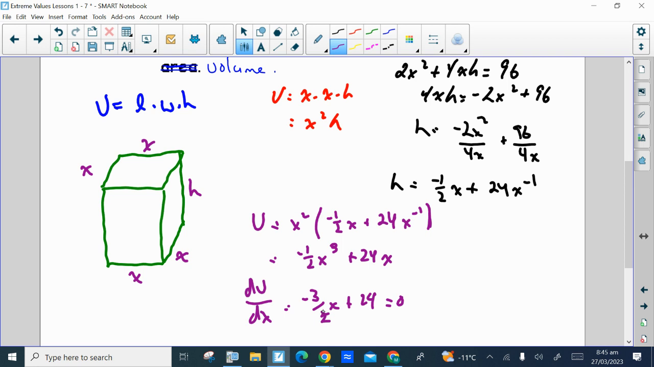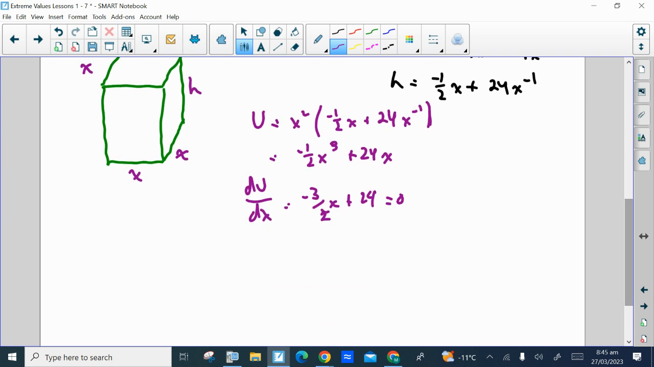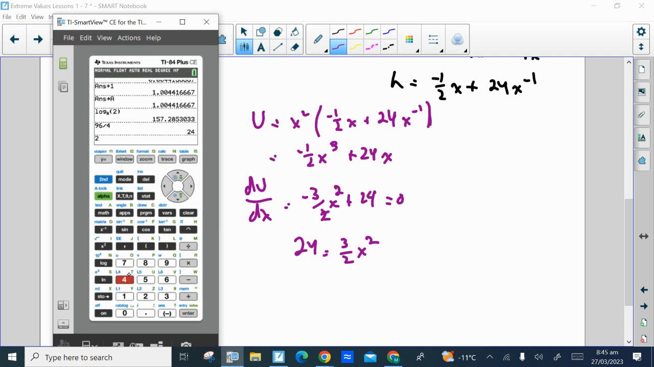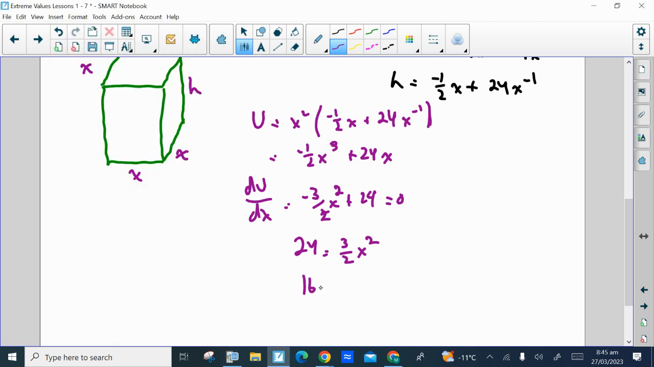And we want to find the critical number for that. Where does it equal 0? So if we add the 3/2 x squared to both sides, and now we need to solve for x. So we can divide both sides by 3/2 or 1.5. And x squared will equal 16. And therefore x equals 4.